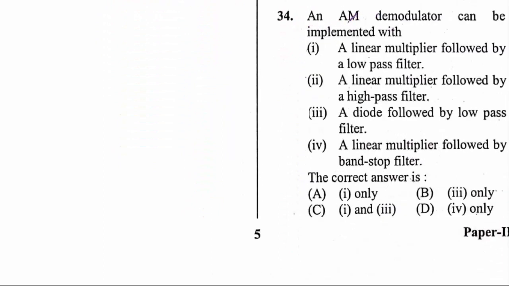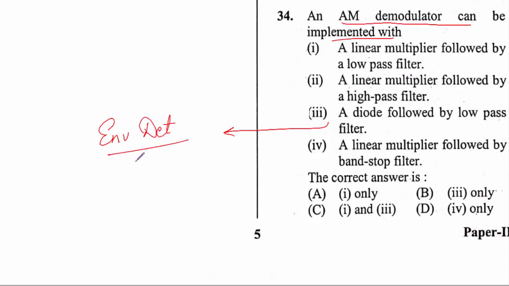34th question what they have given is an AM demodulator can be implemented using a diode followed by a low pass filter. This is nothing but envelope detector. So this is the simplest demodulator circuit that is available. So this statement is correct.